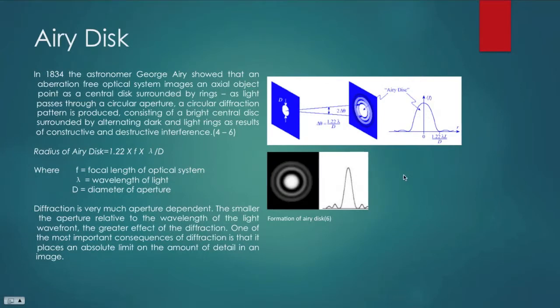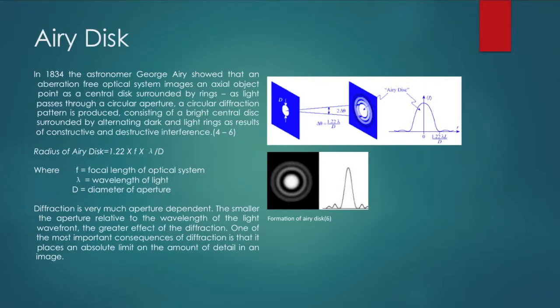Mathematically, the radius of the Airy disk can be calculated by this formula: 1.22 times the focal length of the optical system times the wavelength of the light, divided by the diameter of the aperture. So the radius of the Airy disk is proportional to the focal length of the optical system and the wavelength of the light going through the aperture, and it's inversely proportional to the diameter of the aperture.